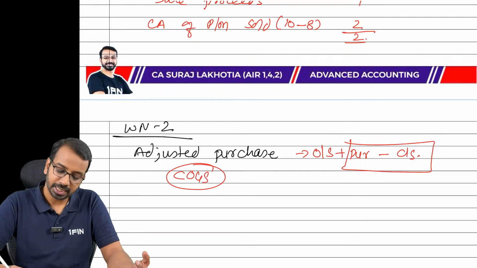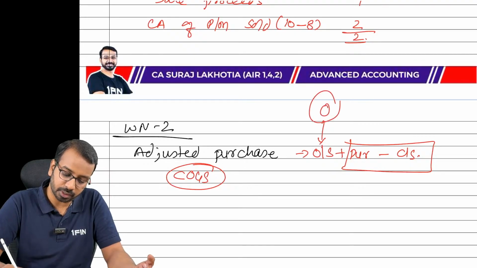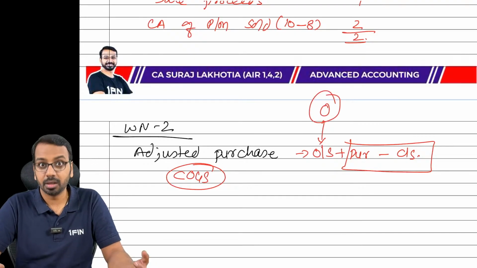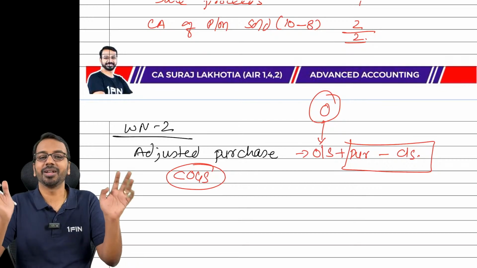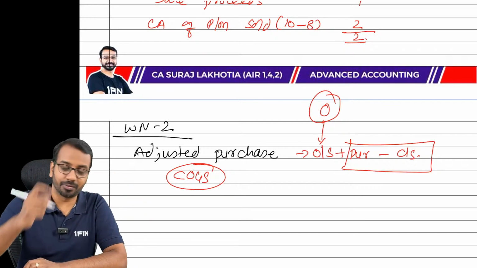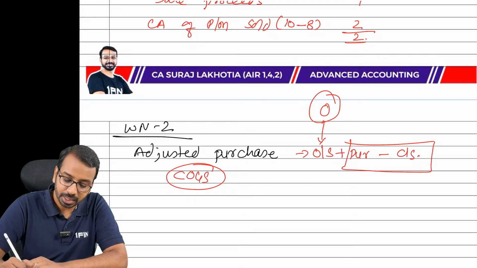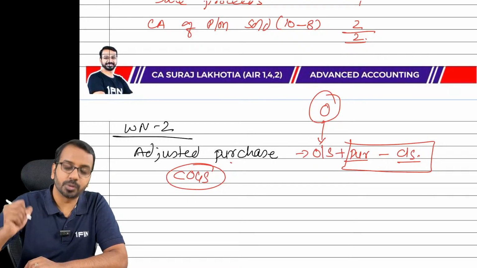So then what should we do? If nothing is given with respect to opening stock, you can assume it to be 0. Sir, how can a company have no opening stock? Just assume they have sold everything at the year end. At the beginning of the year actually, opening stock is 0. Now adjusted purchase is purchase minus closing stock.